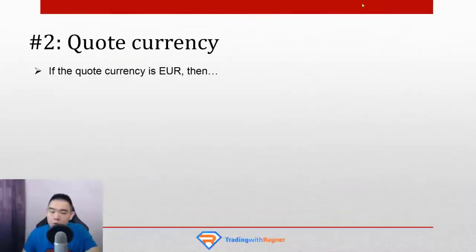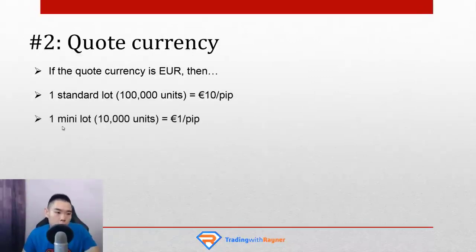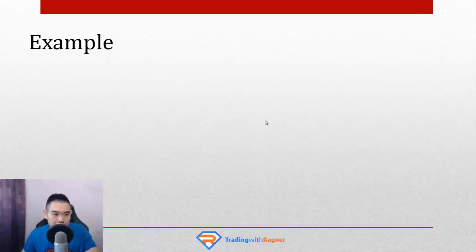So let's say, for example, if the quote currency is in euro, then one standard lot clearly is 10 euro a pip. One mini lot is 1 euro a pip, and one micro lot is 0.1 euro per pip. Make sense? All right, so far so good. So let's have a look at an example.